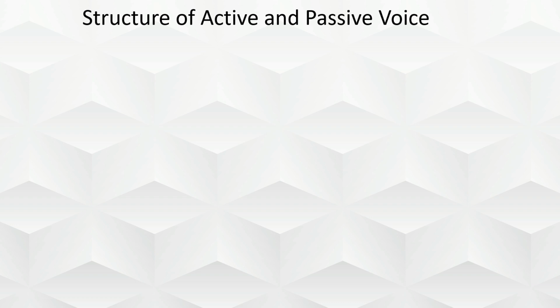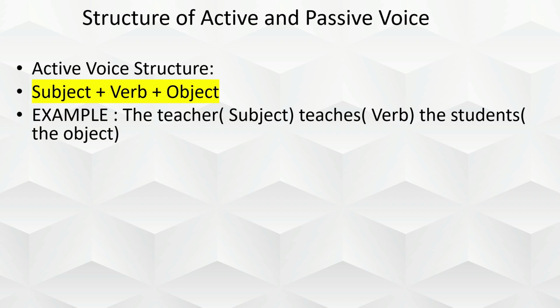Before we move to see some more examples, let's try to understand the structure of active and passive voice. This is a very important concept. Let's take a look at active voice structure. The structure of active voice goes like this: subject followed by verb, which is followed by object. Example, here you have the teacher teaches the students. Here the teacher is the subject, teaches is the verb, and the students are the object.